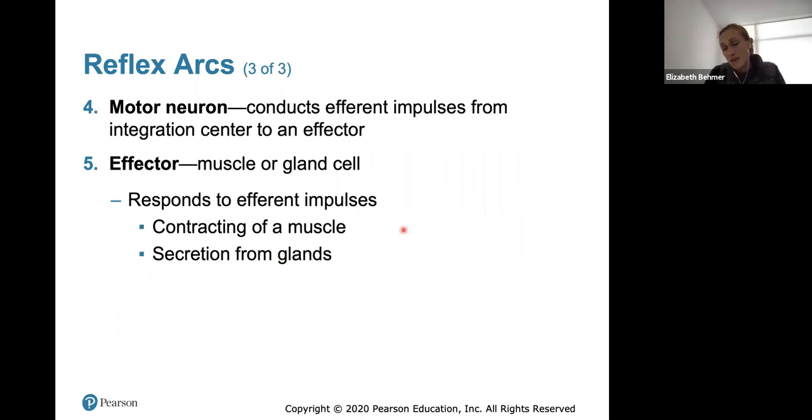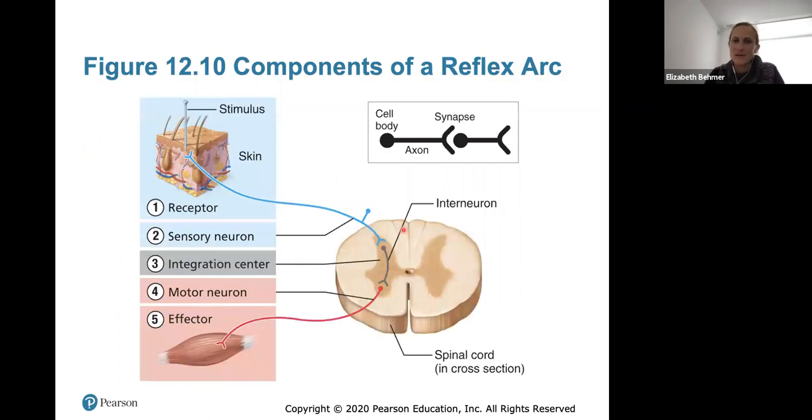An effector can respond to effector impulses by contracting a muscle or secreting something from glands. So here's a look at components of a reflex arc. The receptor, for example, from a painful stimulus in the skin, sends that sensory information through the sensory neuron to the integration center. Maybe there's an interneuron there. And then the motor response travels out the motor neuron to the effector.